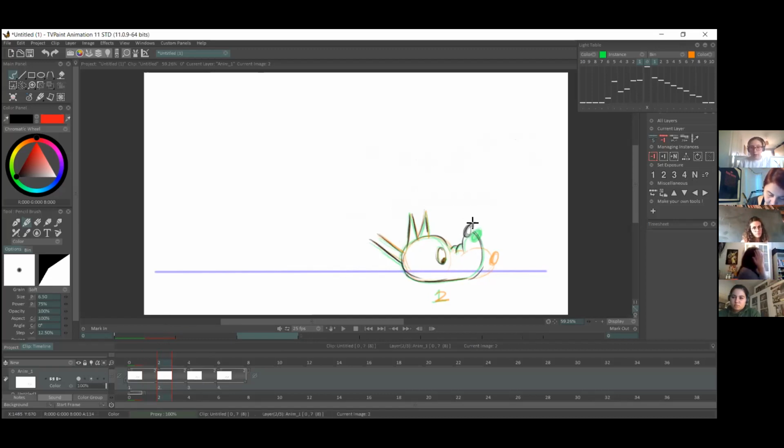And even if you want to, you can make the nose itself follow through, so it will move separately as well.